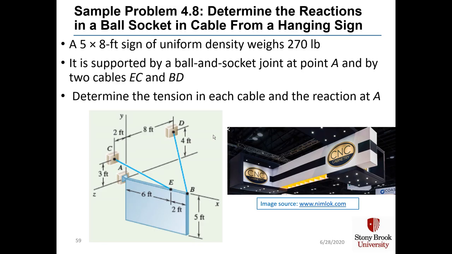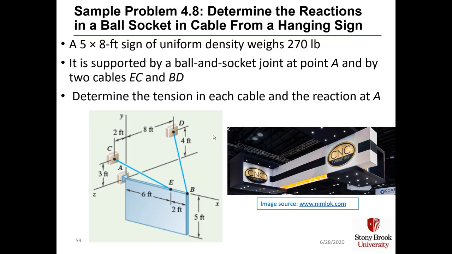They don't always hang as simply as our diagram in the lower left corner. Usually there's dozens of cables because people want to make sure that the sign doesn't fall down on people's heads. But that would make for too long a video for vector mechanics. So I'm glad in this sample problem there's one ball joint at point A and two cables, and that's it. It's a 5 by 8 foot sign. It's uniform density.